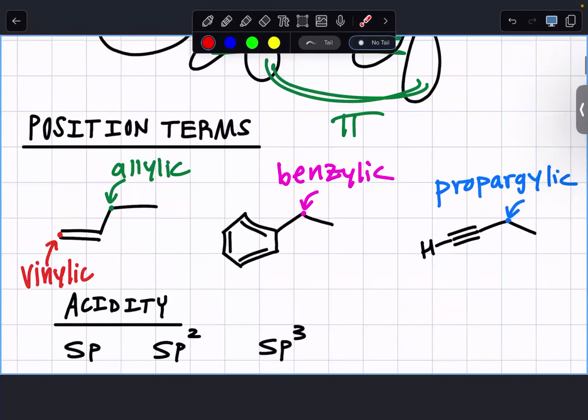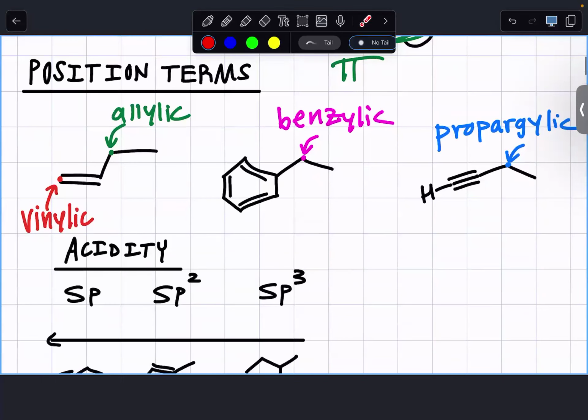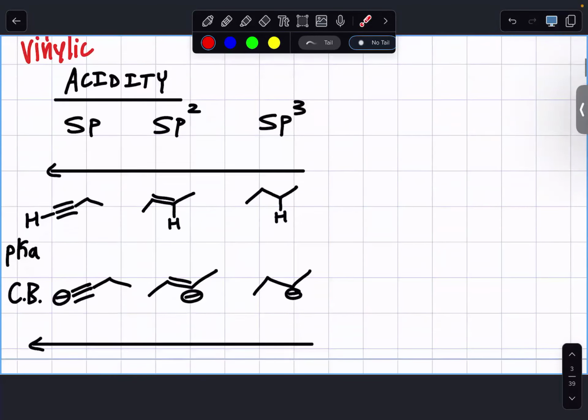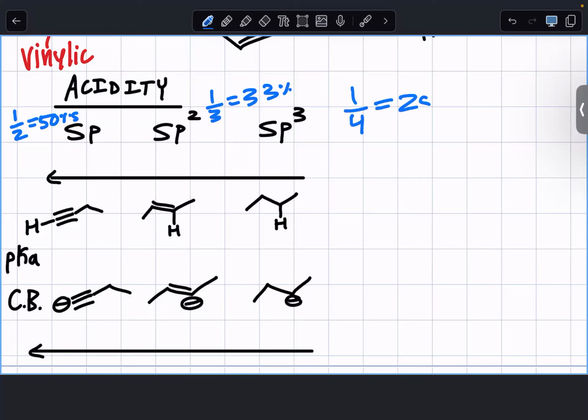Now let's go over the acidity of alkyne, alkene, and alkane. So which one of these has the highest S character? SP, SP2, or SP3? SP, that's right, because SP has 1 out of 2 S character, which is 50% S. SP2 has 1 out of 3 S character, which is 33% S. And SP3 has 1 out of 4 S character, which is 25% S.